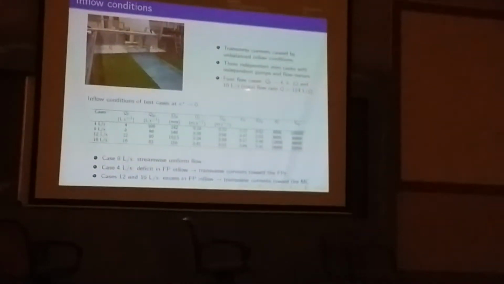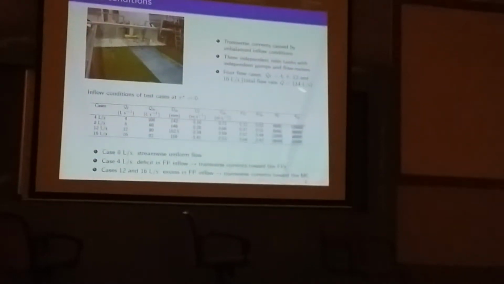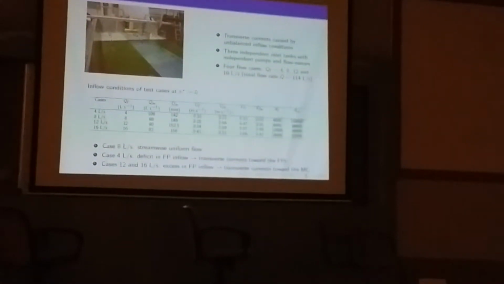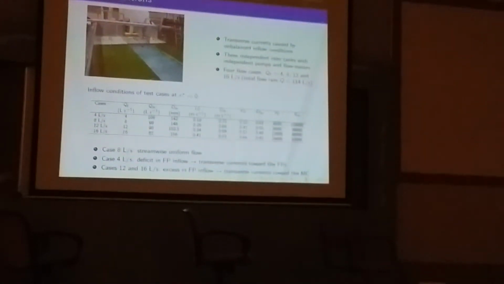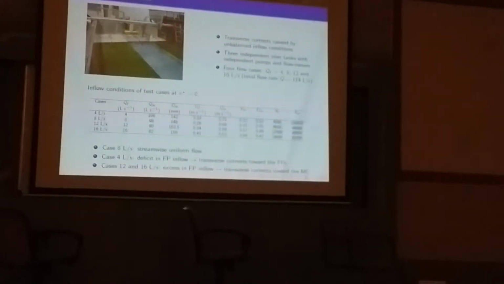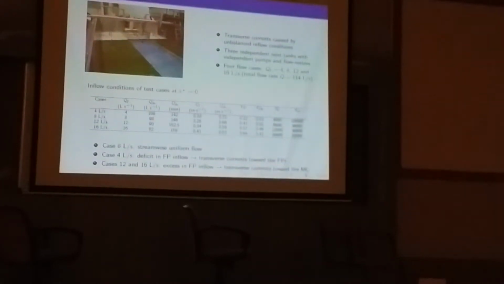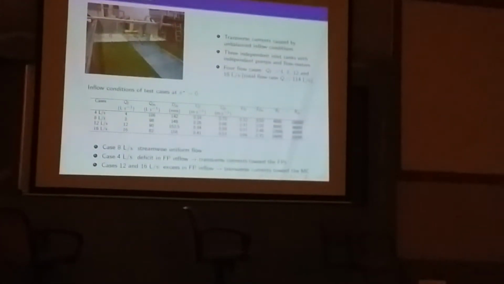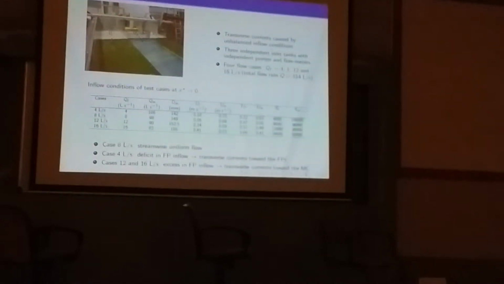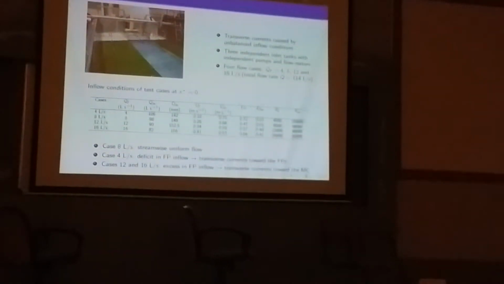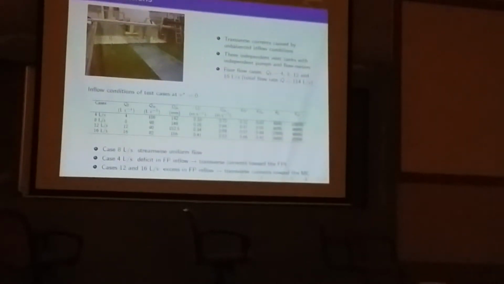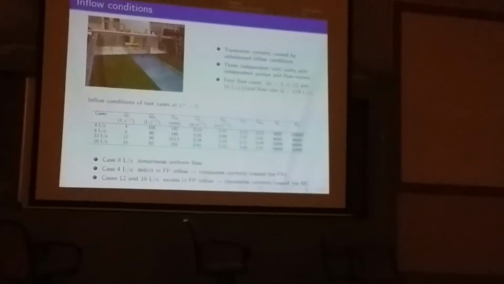What is important to note, we are working with a constant total flow rate. The total flow rate is 140 liters per second, but what is modified is the distribution between the main channel and the floodplain upstream. We can generate an excess in floodplain inflow or a deficit in floodplain inflow. If you put an excess in floodplain inflow, there will be transverse currents from the floodplain towards the main channel. If you put a deficit in floodplain flow, the main channel will give water to the floodplain. So the transverse currents will be in the opposite direction.